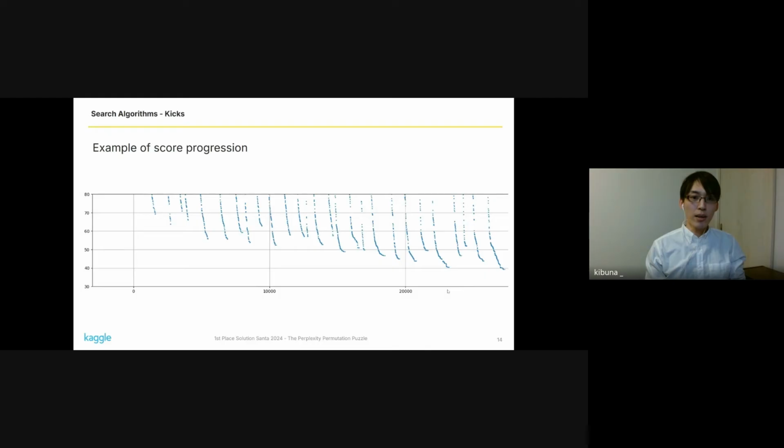Here is just an example of score transition during the search. The x-axis represents the total search steps count, and the y-axis shows the perplexity score for the problem ID 5, I guess. The local search steadily improves the score, then undergoes large jumps due to the kicks. But it ultimately reaches a better solution than before.